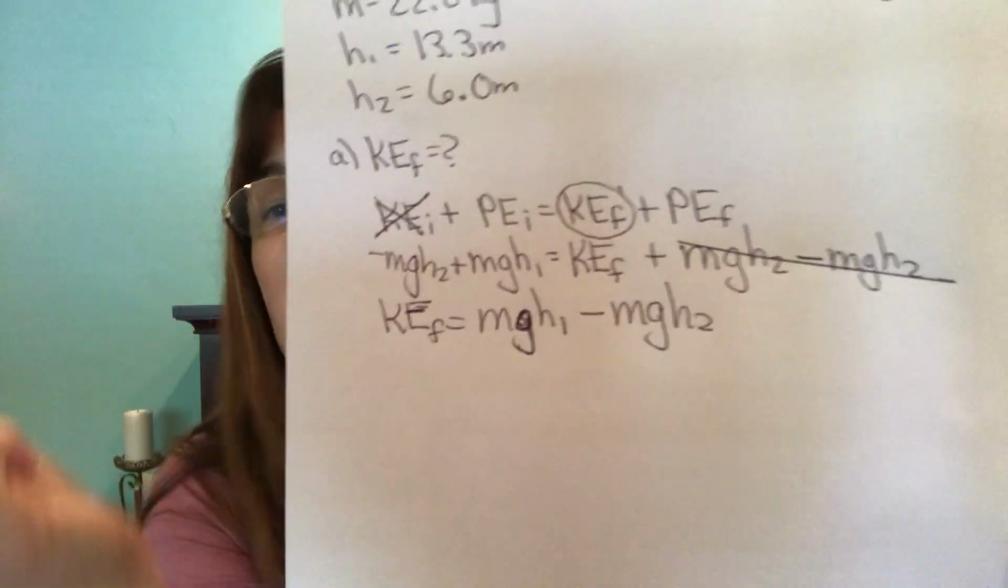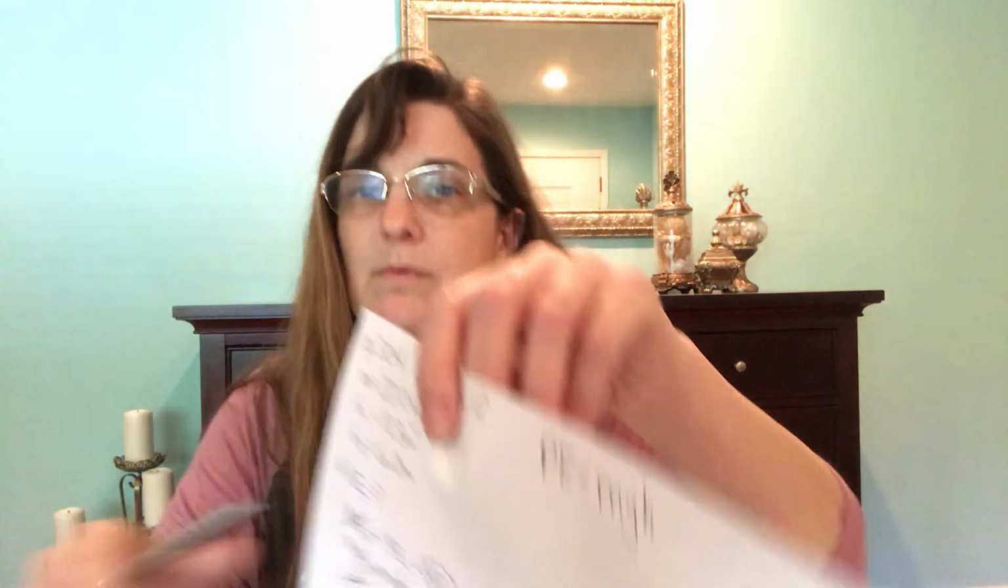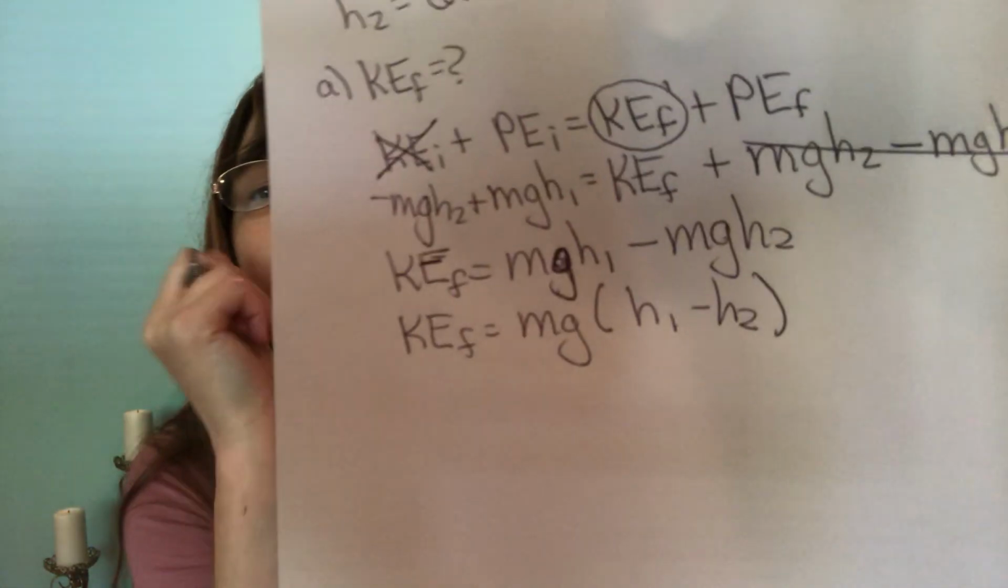So we can say that KEF is equal to MgH1, I don't know why I tried to make that a small g, minus MgH2. You should come up with something like that. Notice that both of these have mg in them, so let's go ahead and factor that out. The final energy is equal to mg times parentheses H1 minus H2. Oops, forgot my parentheses. Sorry. If you need more time, pause the video.